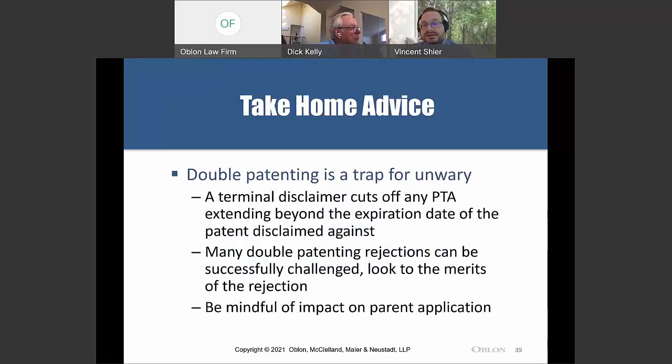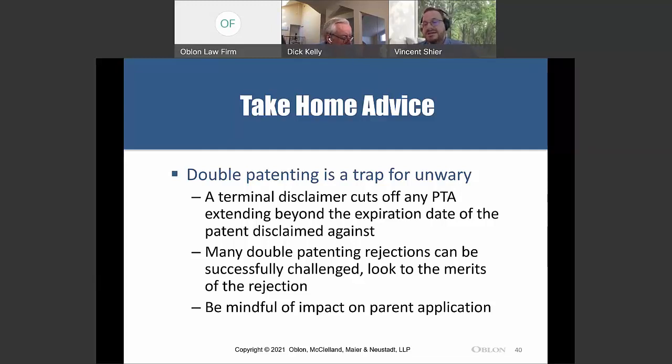And so I think what this leaves us with is some take-home advice. First, be wary of double patenting rejections. It's definitely a trap. Be careful when you look to assert your patents. Double patenting still may exist even if the patent office didn't raise it. Keep in mind that a terminal disclaimer is an expedient tool for making double patenting go away, but it also cuts off not just term but patent term adjustment that would extend beyond the expiration of the patent you disclaim against.